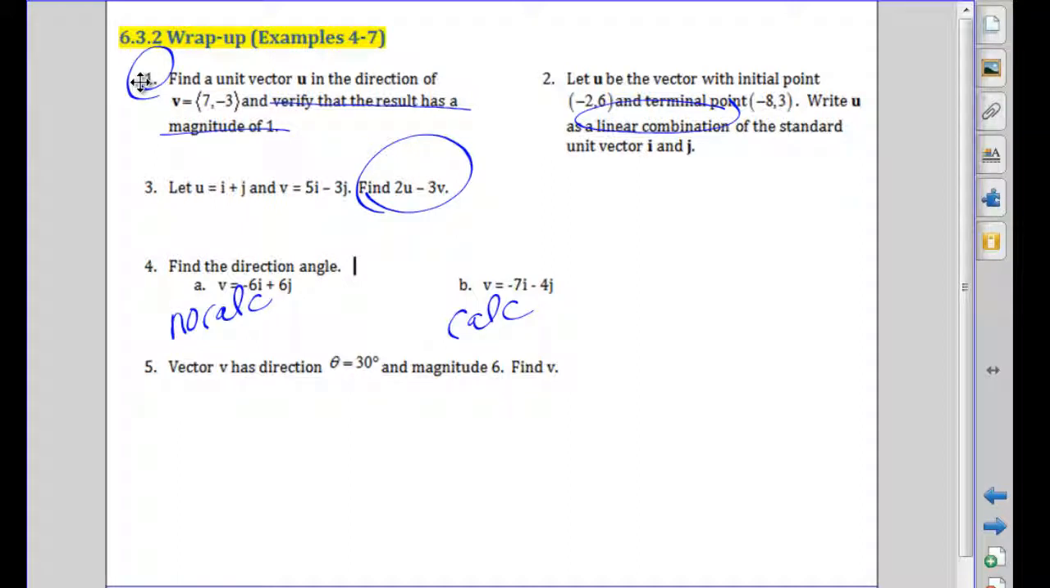And on example 5, on problem number 5, they're giving you that angle theta is equal to 30 degrees, and magnitude is equal to 6. So in component form, what is vector v? And as a linear combination, what is vector v?